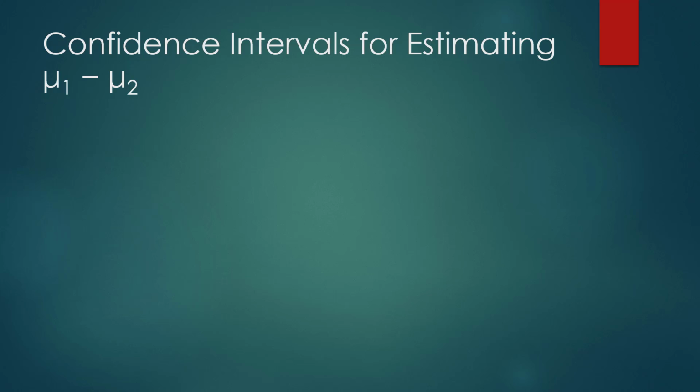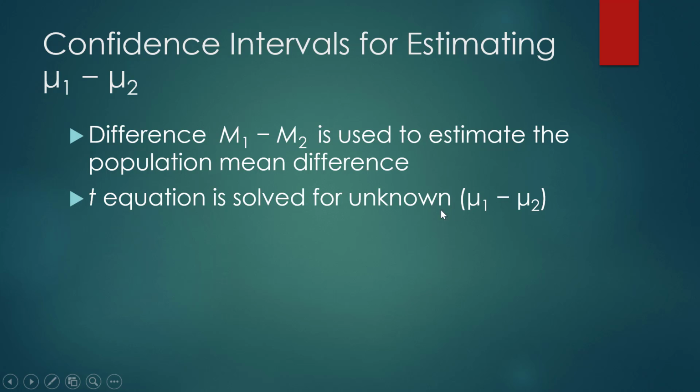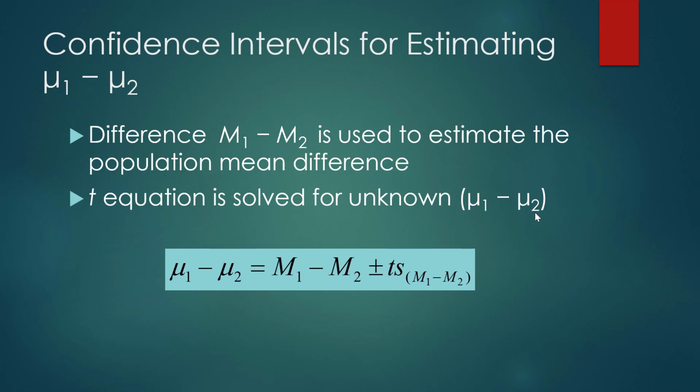Now we're going to discuss confidence intervals for the independent measures t-test. When we're talking about confidence intervals, the difference between the means is used to estimate the population mean difference. Remember, these are the sample means, and they're used to estimate that population mean difference. The t equation is solved for the unknown population mean difference. This is the equation that we're looking at. And remember, we're getting a confidence interval for these unknown population means.